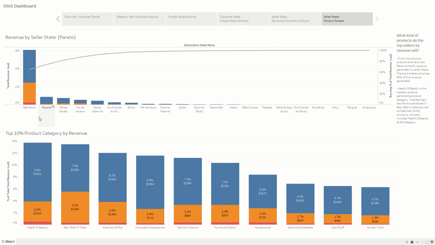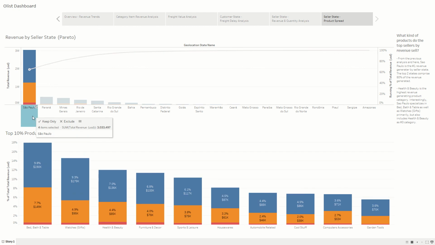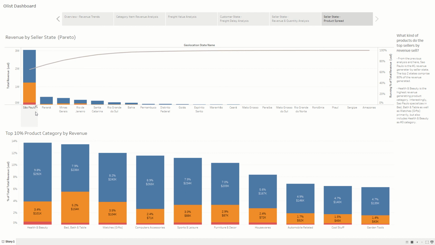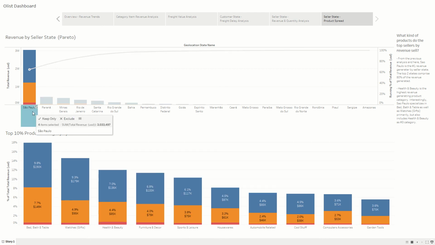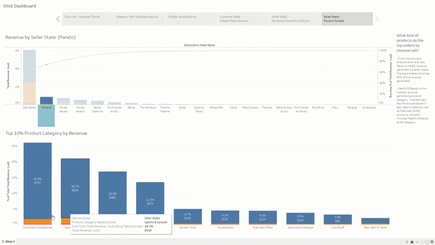So for Sao Paulo, what I was trying to say here is, you see the difference. Watches and gifts is the second highest product in Sao Paulo, but compared to the rest, bed, bath, and table doesn't really come into even the top. Oh, okay, wait, this is bed, bath, and table for Sao Paulo, but health and beauty falls into the third category down here. Some interesting stuff that you can tell. And computer accessories is number one. So that's how you use this dashboard.